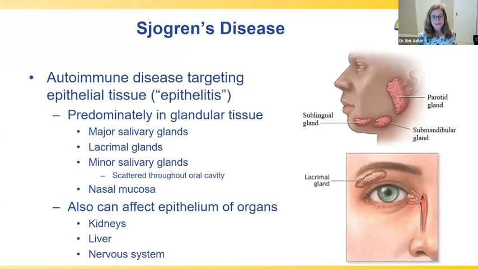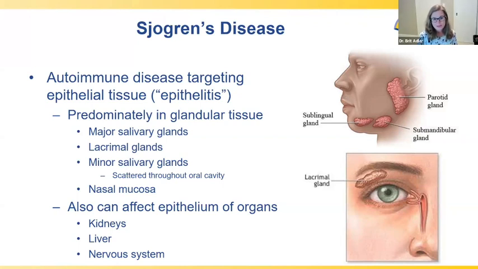So first, I'm just going to give an overview of what Sjögren's is. Sjögren's is an autoimmune disease in which the epithelial tissue is targeted. An autoimmune disease is when your immune system is overactive or dysregulated, and instead of attacking germs like COVID or bacteria or the flu, it targets your own healthy tissue. And in Sjögren's, the immune response targets epithelial tissue. So it's also called epitheliitis, or inflammation of the epithelial tissue.